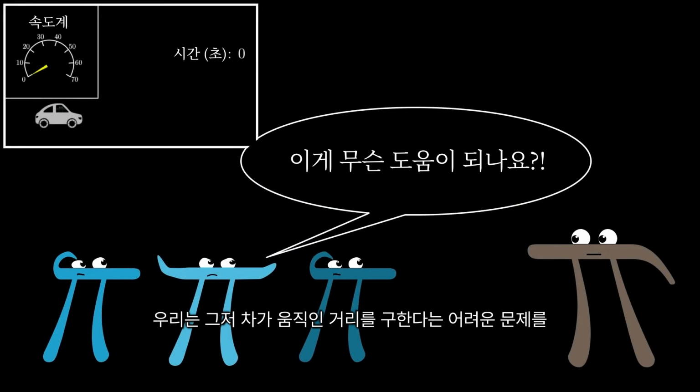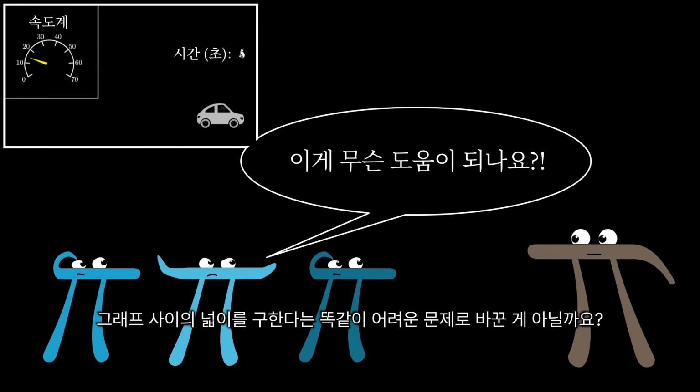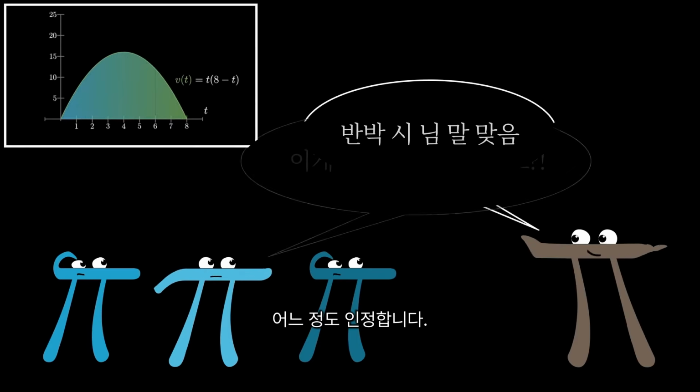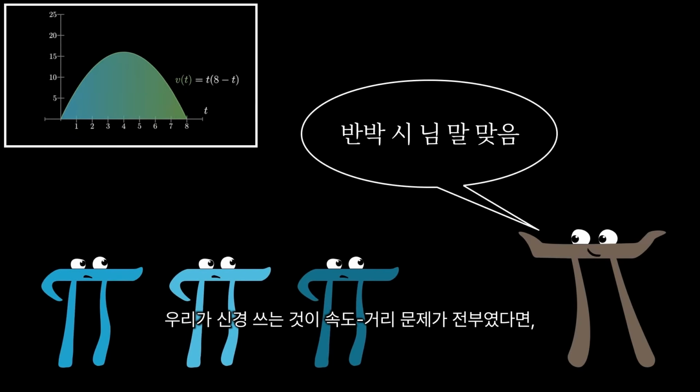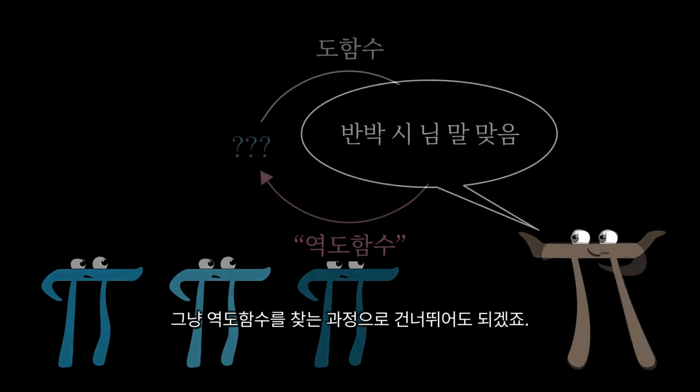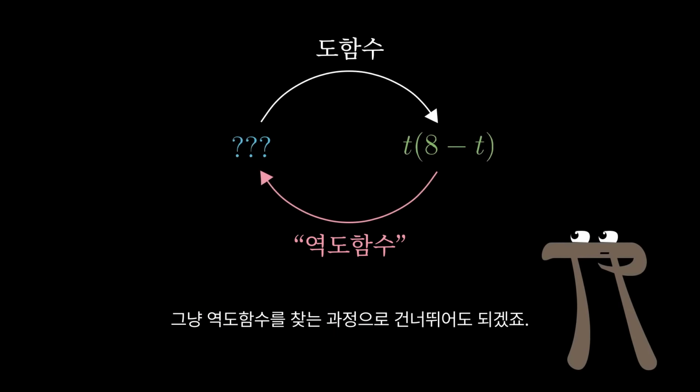Now at this point, you could say, how does this help? You've just reframed one hard question, finding how far the car has traveled, into an equally hard problem, finding the area between this graph and the horizontal axis. And you'd be right. If the velocity-distance duo was the only thing that we cared about, most of this video, with all of the area under a curve nonsense, would be a waste of time. We could just skip straight ahead to finding an antiderivative.